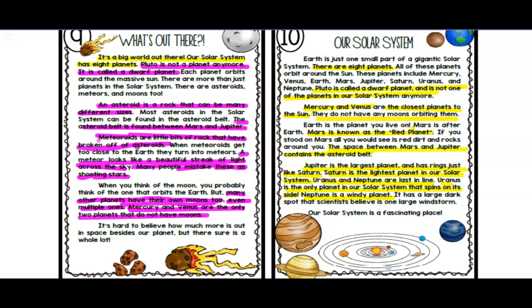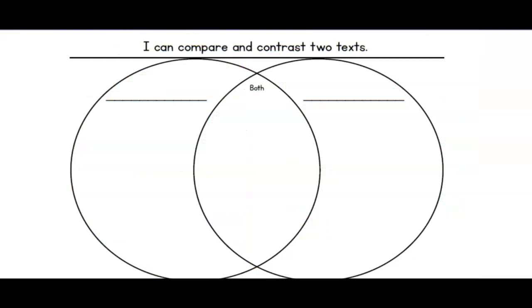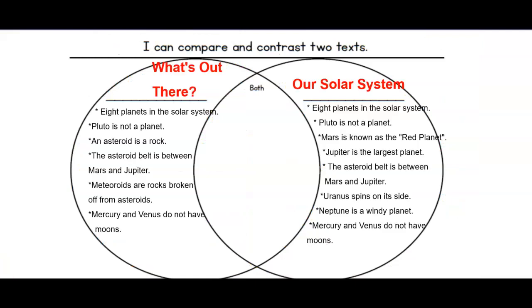Have you been writing down the information on your Venn diagram? Boys and girls, your Venn diagram should look a lot like this. Remember, in the article, What's Out There, we highlighted 8 planets are in our solar system. Pluto is not a planet. An asteroid is a rock. An asteroid belt is between Mars and Jupiter. Meteoroids are rocks broken off from asteroids. Mercury and Venus do not have moons.